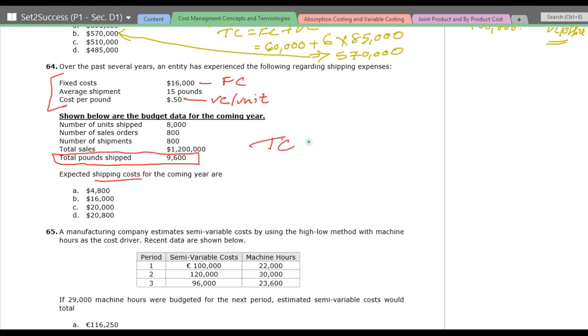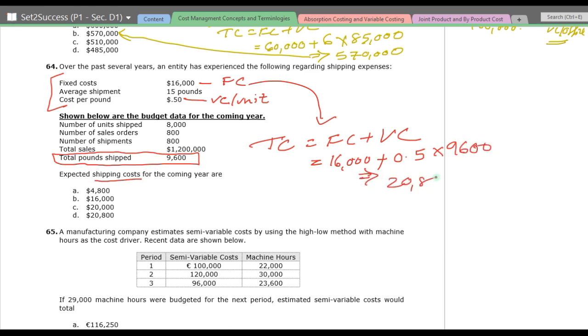So total cost is equal to fixed cost plus variable cost per unit. So fixed cost is 16,000 and variable cost per unit is 0.5 into 9,600, which gives you 20,800, which is option D.